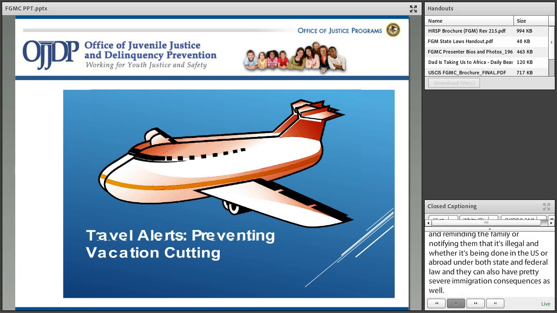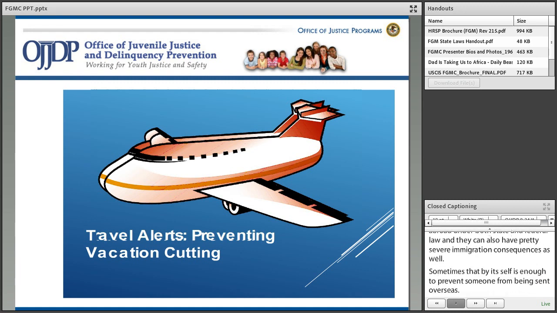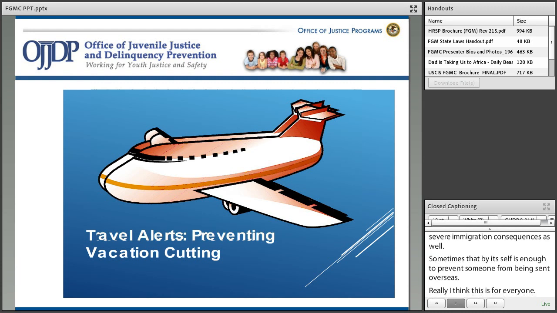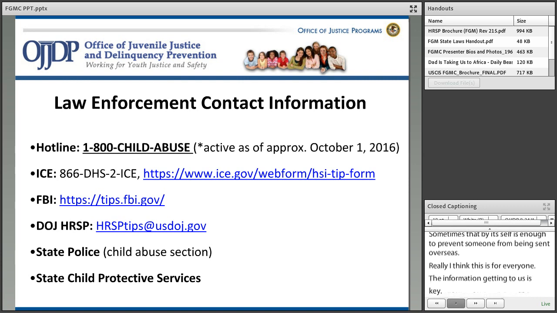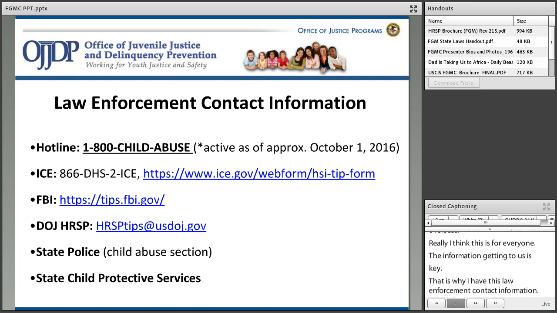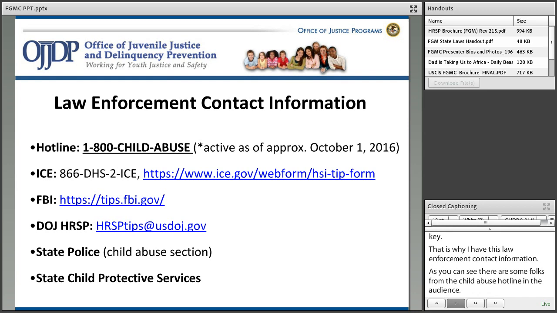But really, I think this is for everyone, getting the information to us is really key, which is why I have this law enforcement contact information here. As you can see, there are some folks from the Child Abuse Hotline in the audience. That is going to be the national hotline as of about October 1st, 2016. This is a child abuse hotline that has already been working for many years. They have translators, they have trained interviewers, and they can take calls, and they've been kind enough to take FGM calls.